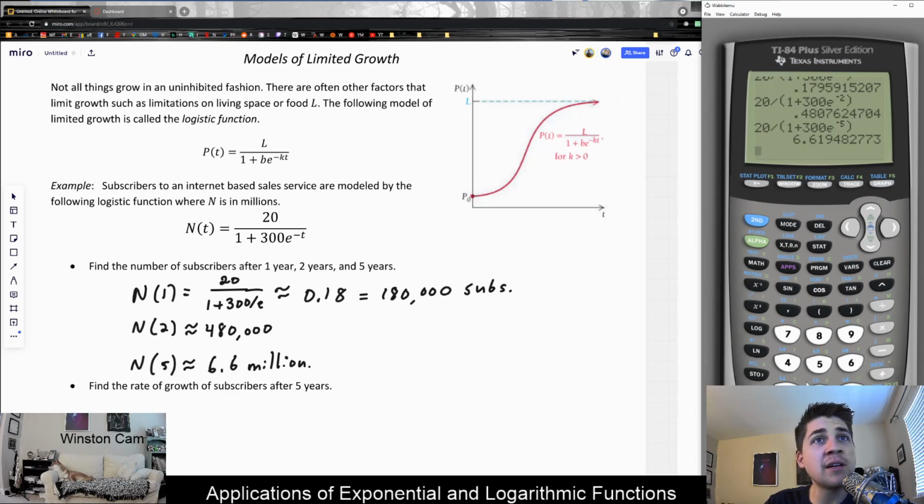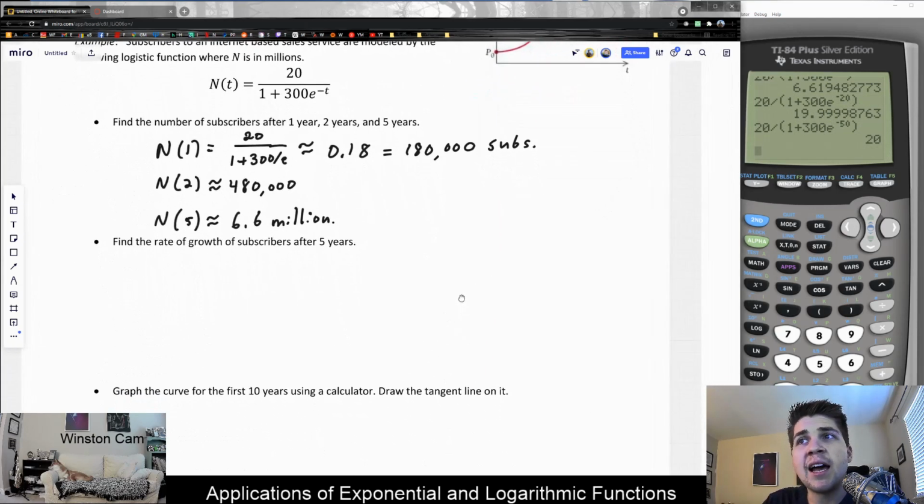And also, let's say we wanted to look at, well, what about 20 years down the road or 50 years or something? Again, the point of a logistic function is that it will level off towards that value which appears in the numerator. So, if we plug in, say, 20 years or 50 years, we won't see any difference because it's leveling off and we get approximately 20.